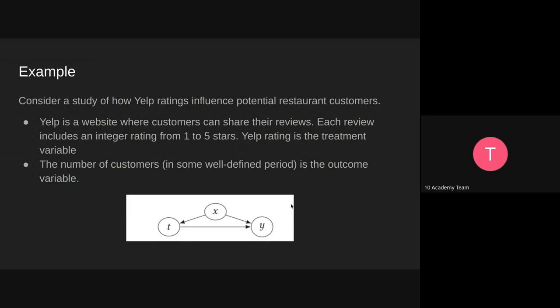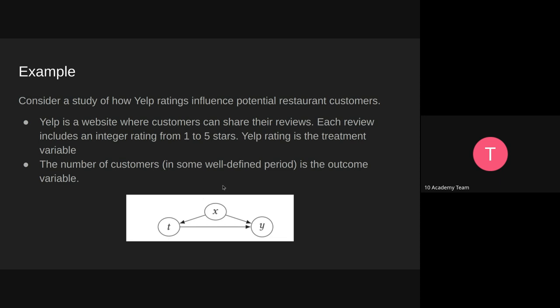This is a causal graph. Here is an example where we want to learn if there is a relationship between the Yelp ratings of a restaurant and the number of customers in the restaurant. Let's say the Yelp review is T, so this is the treatment, and the number of customers is the outcome, which is Y. But you can see that I have a confounder variable here, X, that is affecting both my treatment and my outcome. It's, let's say, the type of the restaurant, for example. This is just an example.